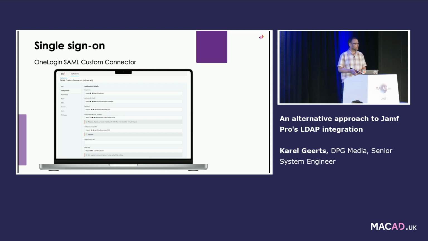So to begin with the single sign-on, the first thing we need to use single sign-on is an app in your IDP. What we did was use a SAML custom connector. You also have one in the OneLogin marketplace available, but that isn't sufficient. We had to use the more advanced settings to make it work properly.